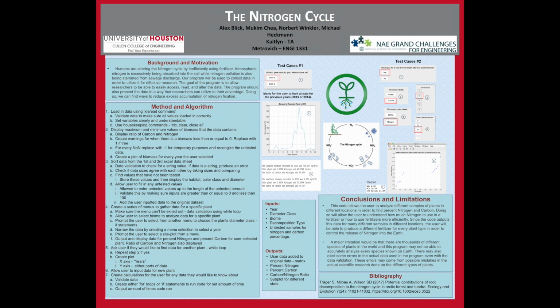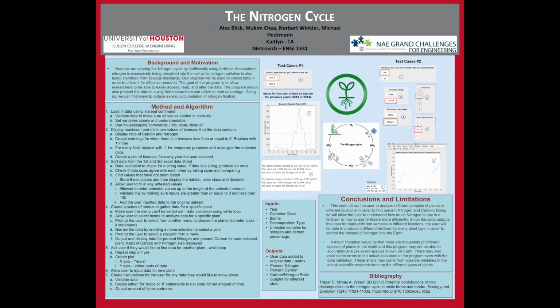This program allows the user to select a year, either 2013 or 2014, to look at data. After they select a year, the code will output which plant had the highest biomass through that year, which one had the lowest biomass through that year, and their corresponding carbon and nitrogen percentages, as well as their carbon to nitrogen ratio. The carbon to nitrogen ratio is just calculated by taking the carbon percentage and dividing it by the nitrogen percentage, and it gives a ratio.